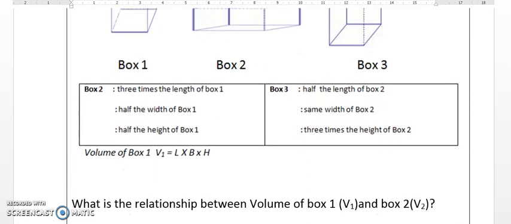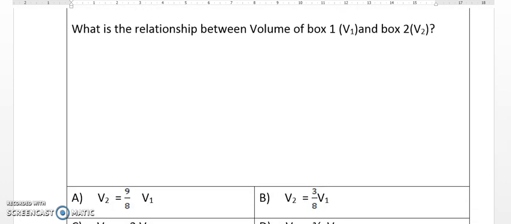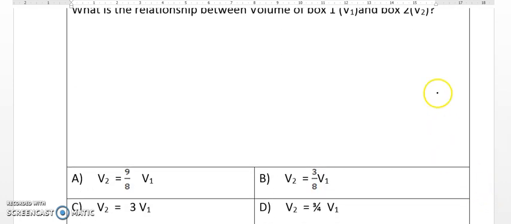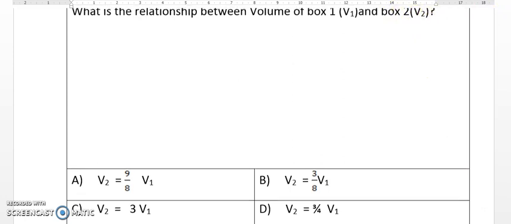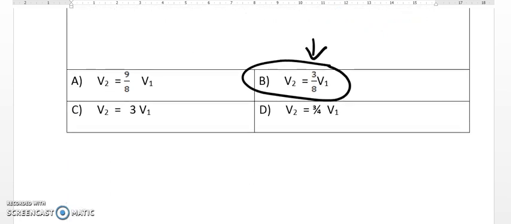Okay, next question, this one. Box 1 and box 2. This one I've gone through with you before. So box 1 and box 2, just choose 3 over 8. Box 1, box 2, answer is 3 over 8. Okay, next.